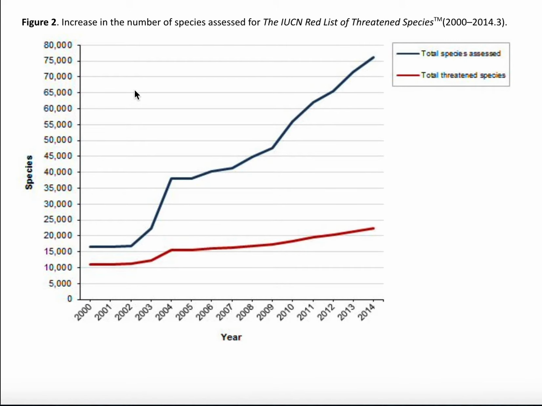This slide here is showing the increase in the number of species that have become threatened. So this is how many species the IUCN, which is the page I showed you, is assessing, and this is how many total species over the years have become threatened. So notice that it has increased.